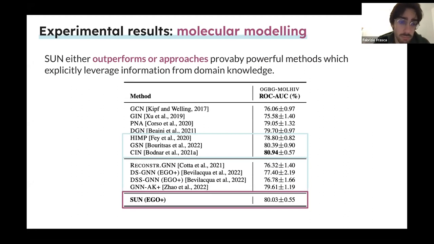SUN performs slightly better than other subgraph GNNs. We also came close to other methods which include information about molecular rings, something to which SUN is completely agnostic. Here we're using only an agnostic ego network policy with marking of roots, for example.